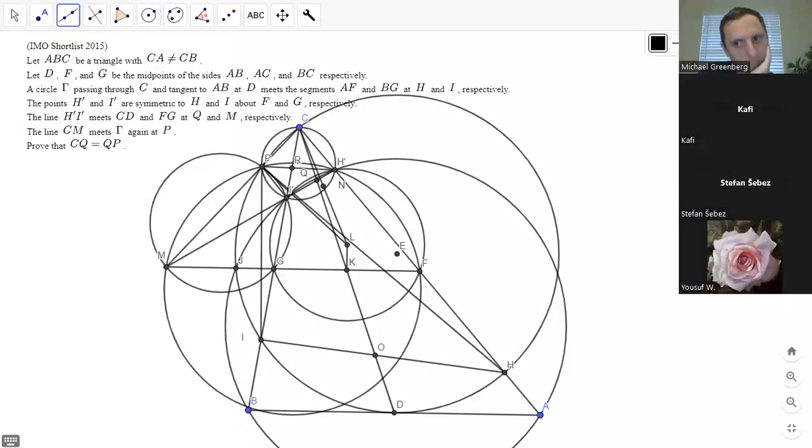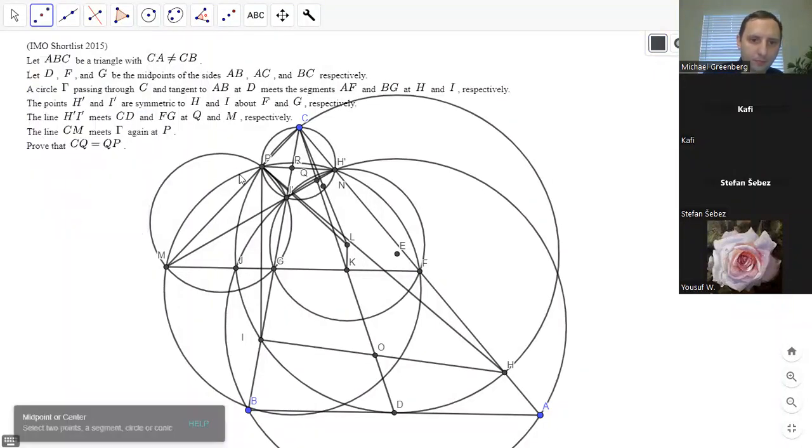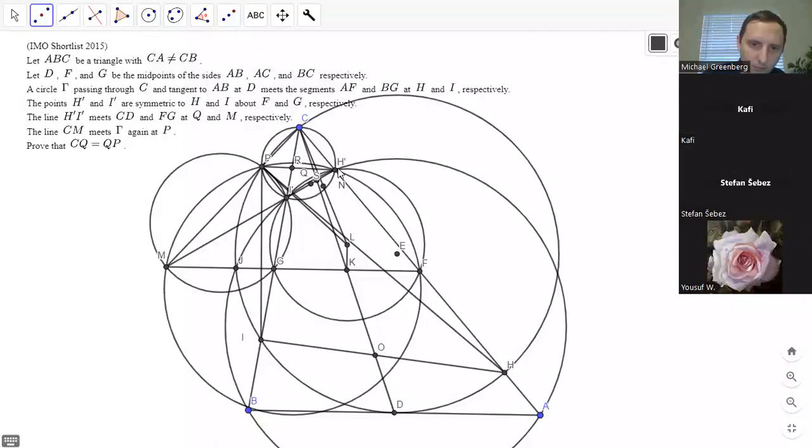I feel like the finishing is just angle chasing because we have too many cyclic quads and CQ is the median, of course, of C I prime H prime. Oh, it's a symmedian. I didn't know. How do you? Oh, because this is cyclic and K is the midpoint. Oh, okay. So then it probably is angle chasing. Yeah. Okay. So let's think about that. Yeah, I missed that it was the median.